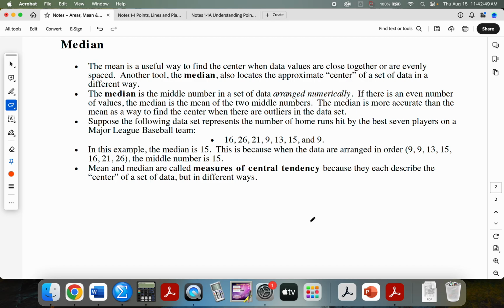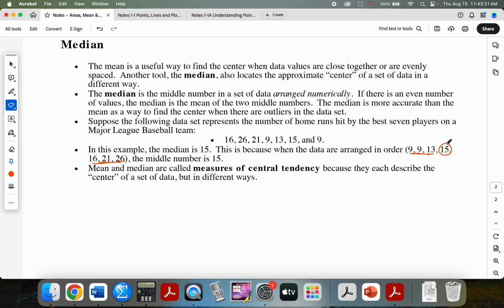So, for example, again, this is the best 7 players on a Major League Baseball team, the number of home runs they hit in a season. The median here is 15. Once we put them in order, we've got 9, 9, 13, 15, 16, 21, and 26. Notice that there are 3 numbers below 15 and 3 numbers above 15. So the median is 15.